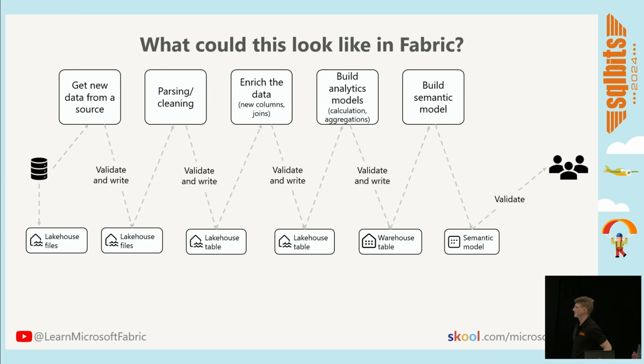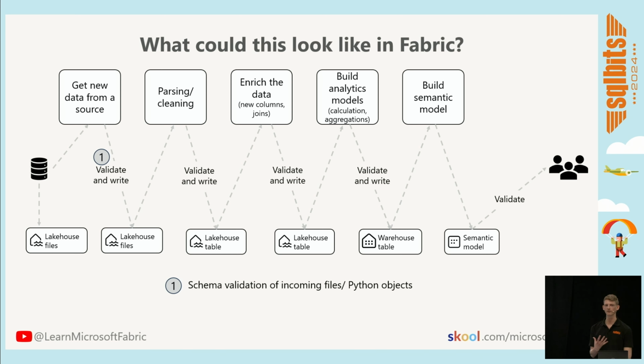So if we go back to this, how do we actually implement this? Well, for me, there's three main types of validation that we need to get our heads around. Number one is schema validation, right? And this is validating stuff that's coming into Fabric.